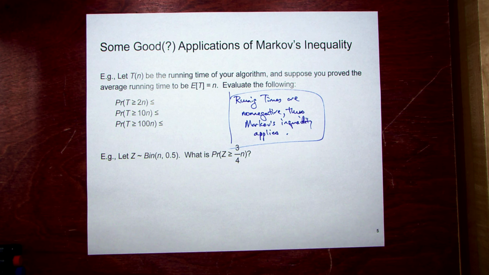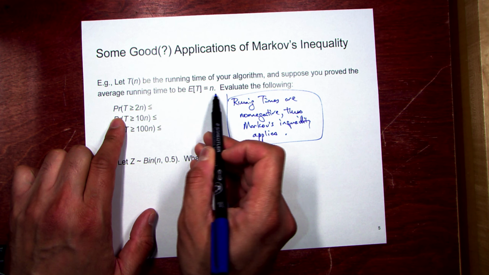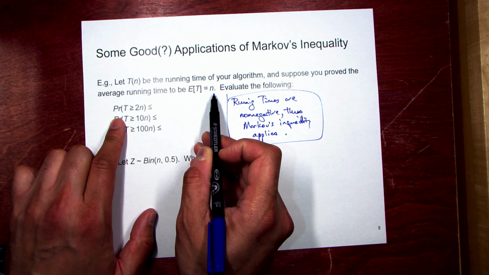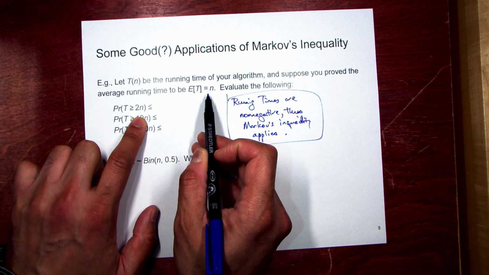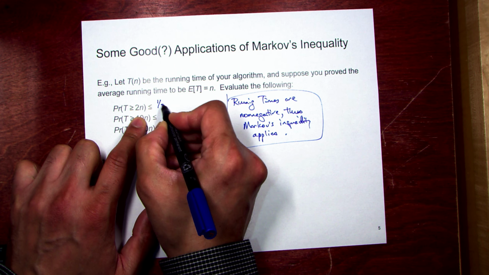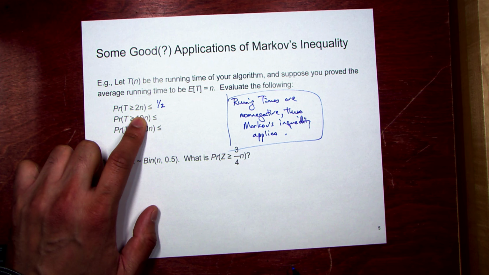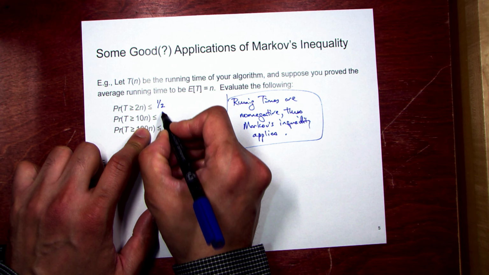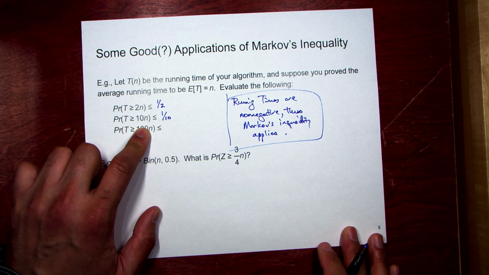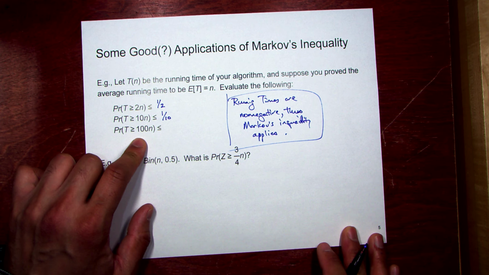Okay, so what is the probability that the time it takes to run is 2n, if the average is n? Well, the average is n, so it's n divided by 2n. This would be a half. So the chance by Markov's inequality is a half, or a tenth, bounded above by 10 times the average, or 100 times the average would be 1%.